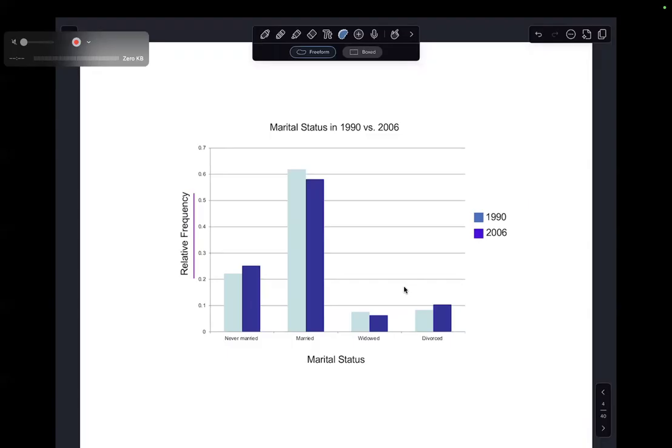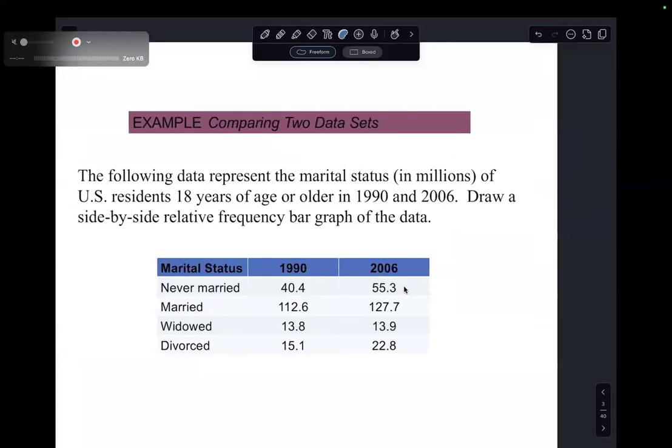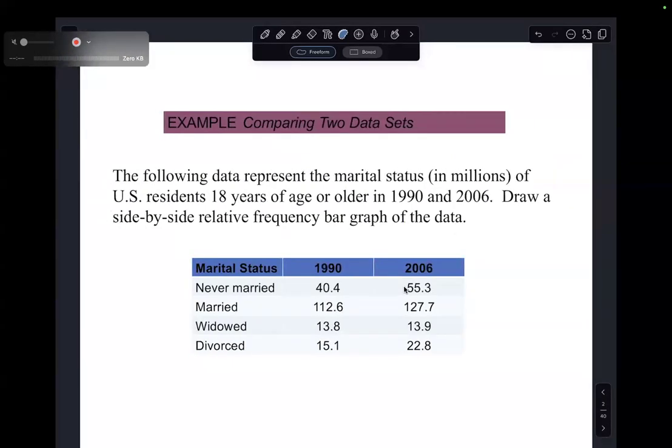Any questions about the side-by-side bar graph? We do this when we have two different populations that we are comparing. So our populations would be United States adults in 1990, and United States adults in 2006. I think that's what it is. Let's see. Do we have that? US residents 18 years and older. Yeah, that's basically what I said.